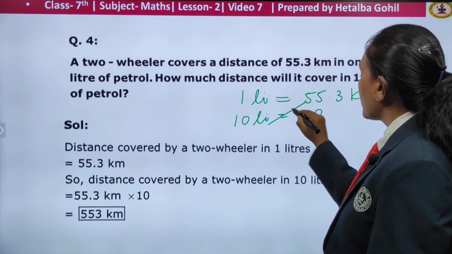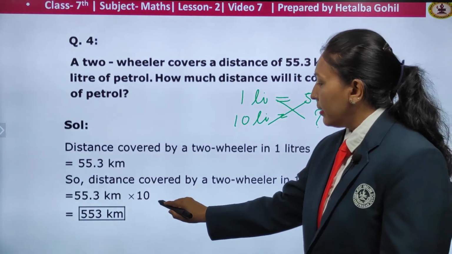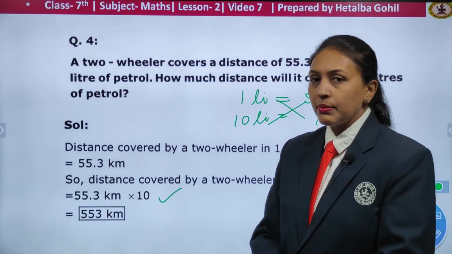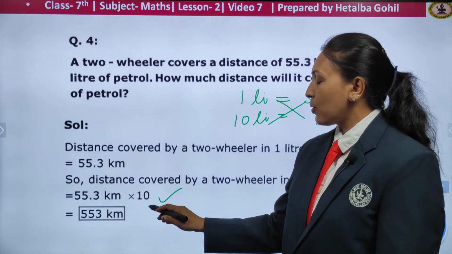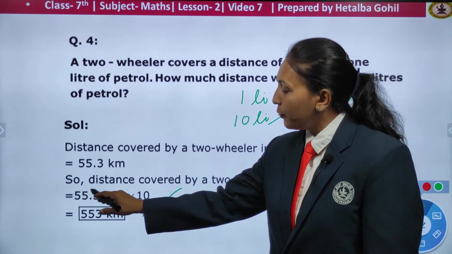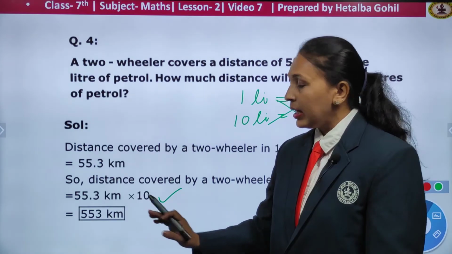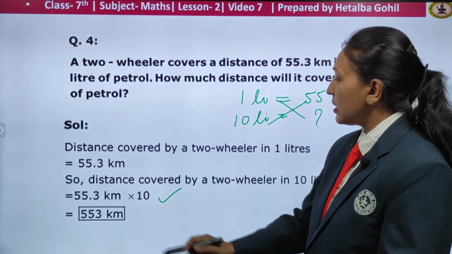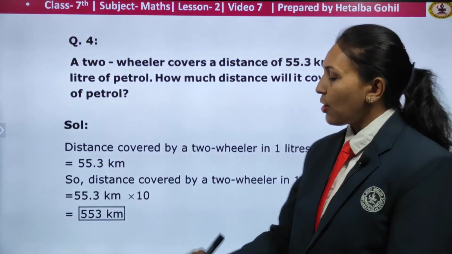So it is cross multiplication only. So 55.3 into 10. As I told you, we will use the concept, the multiplication of 10 with a decimal number. The decimal point will shift one place on the right. So if I move from here on the right, I will get my answer as 553 kilometer. So in 10 liters, the two-wheeler covers how much distance? 553 kilometer with 10 liters of petrol.